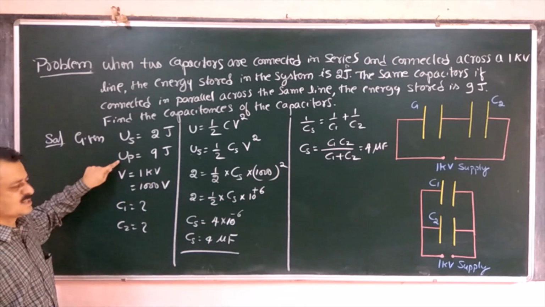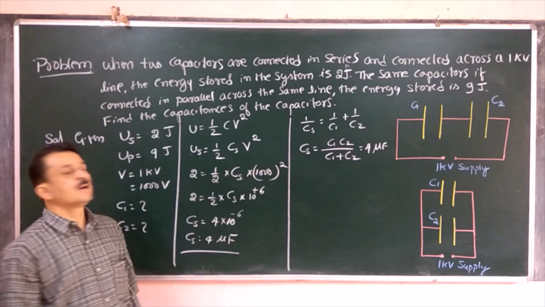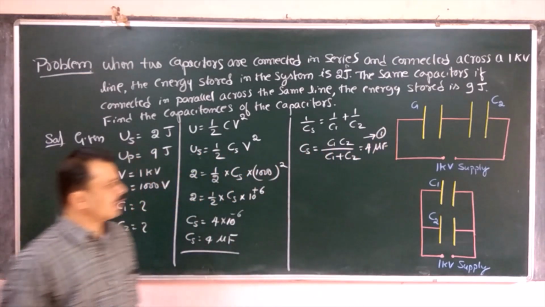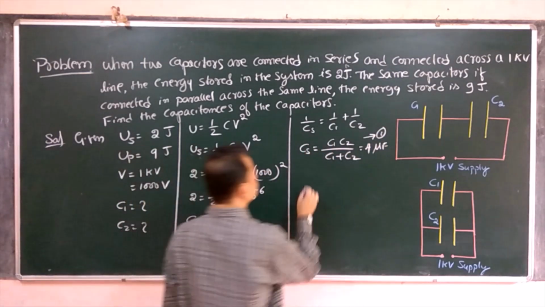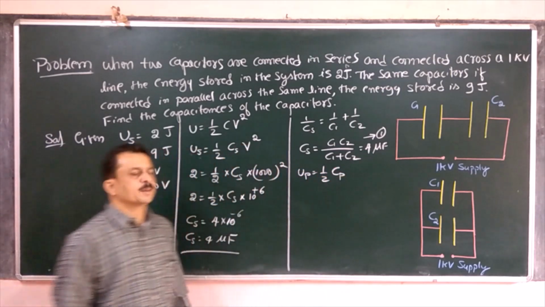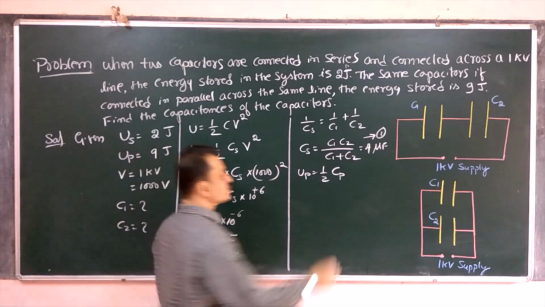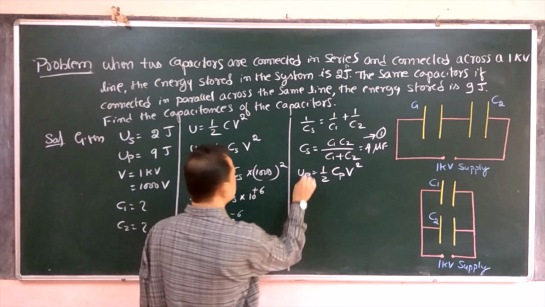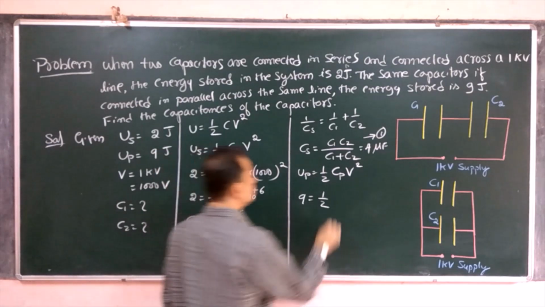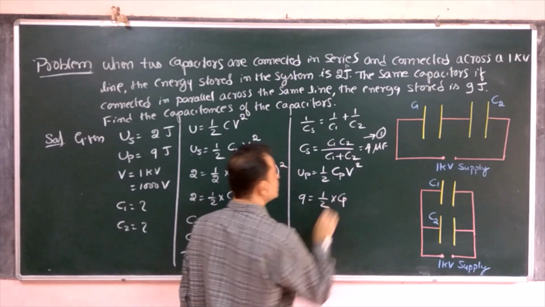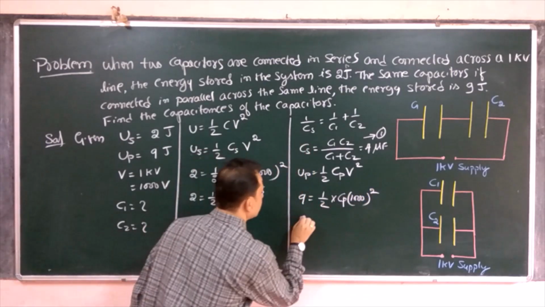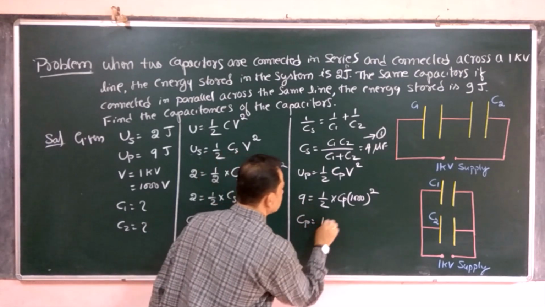Now apply the second case when the same two capacitors are connected in parallel. Let us call this equation 1. Now for the parallel combination, UP is equal to half CP, the effective capacitance in the parallel combination, into once again V square. UP is given as 9. 9 is equal to half into CP, V square once again is 1000 whole square. So cross multiplying and simplifying, 9 twos are 18.